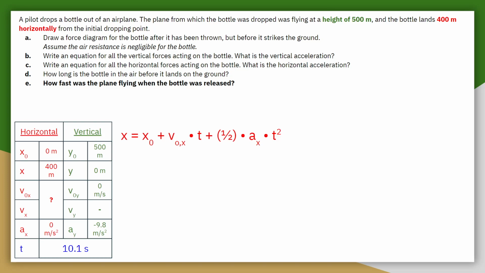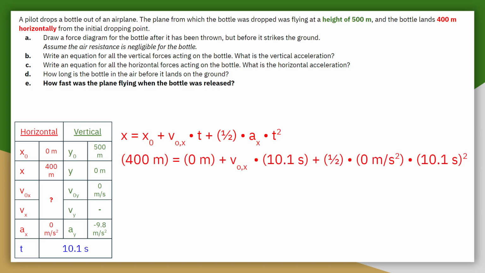We can use the horizontal variant of that equation we used in part D. We know the final position, we know the starting position, we're looking for the starting velocity, we know the time, we know the horizontal acceleration, and once again, we know the time, and we can square it. Plugging in the values that we know, 400 meters for the final position, 0 meters for the initial. Leaving the variable of the initial velocity by itself, plugging in the 10.1 seconds for the time, the 0 for the acceleration. We can simplify this down to show that 400 meters is equal to our initial horizontal velocity times 10.1 seconds. Dividing both sides by 10.1 seconds, we can say that the initial velocity of the bottle horizontally is 39.6 meters per second, and we can make the assumption that that should be the speed of the plane as well.